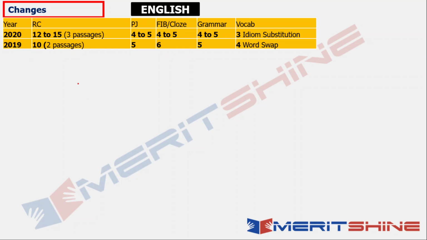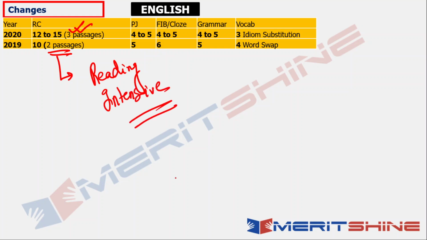So coming back to it, RC in 2019 there were 10 questions, this year 12 to 15 questions, and the most important thing, there were 3 passages to read, whereas in 2019 there were 2 passages to read. So we see one change that is happening in 2020, it has become more reading intensive, right?